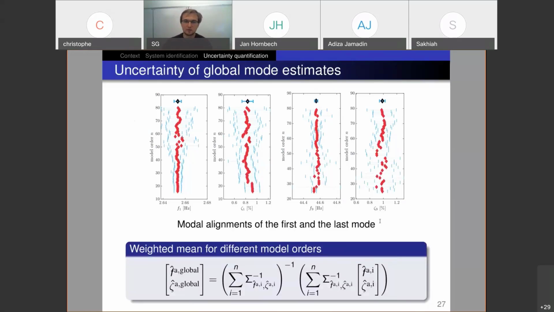So we can see that all of those estimates slightly vary. All of them have some confidence interval, both for frequency and damping ratios. And now the question is to merge them together. So we do that by simply weighting each of the estimates from the modal alignment with their covariance matrix, summing them up, and renormalizing with the global covariance, which is a sum. So we basically make a weighted mean for different model orders to estimate our global modes. And we can show it in ARTeMIS, which we'll do in a second.